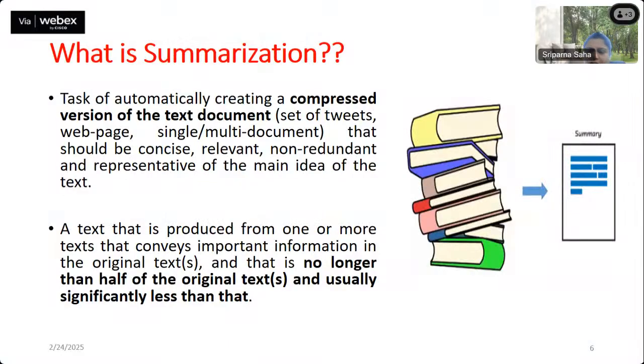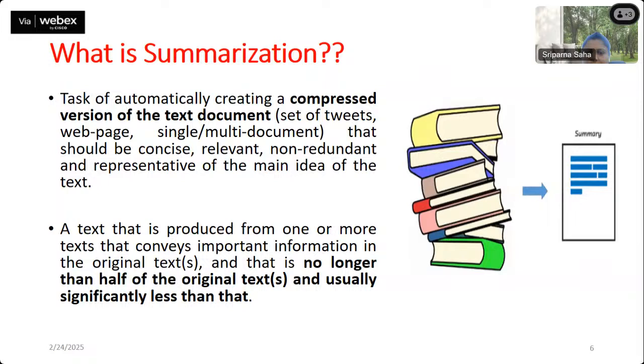So now coming to the summarization problem. Summarization is a very traditional task of natural language processing. Summarization means the task of automatically creating a compressed version of a text document. Suppose you have a long text, or multiple tweets, or multiple web pages, or multiple documents. Now can we get a concise, relevant, non-redundant version that is representative of the main idea of the text?